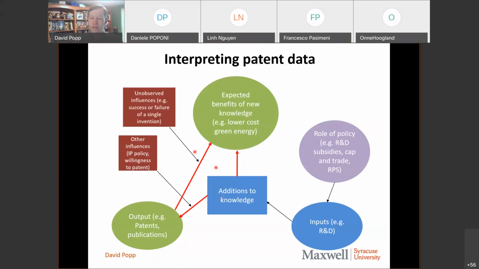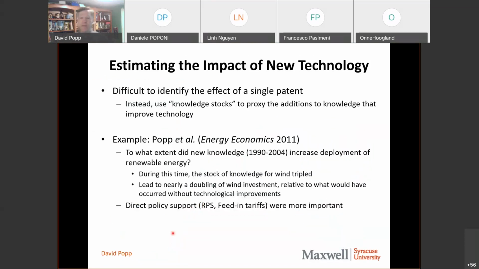And there's, again, unobserved influences here, right? So some patents are going to be more successful than others. Maybe some patents have very little commercial value, some have very high commercial value. So at best, what we can do is get the average effect of the patents that have been created in a field. To give a couple of examples, I'm going to use some from my own work.